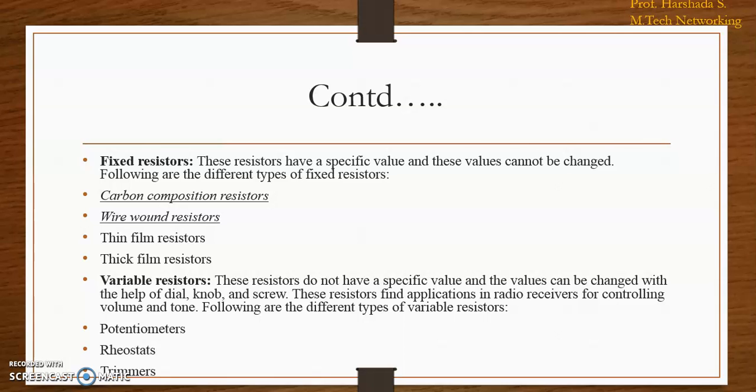This resistor does not contain any specific value. That value may be changed with the help of a knob or screw or a particular switch. I already gave the example for this variable resistor, that is your fan. With the fan knob we control the speed of your fan. These resistors also find application in the radio receiver, which controls your volume and the tone.